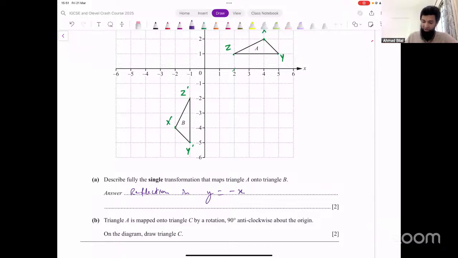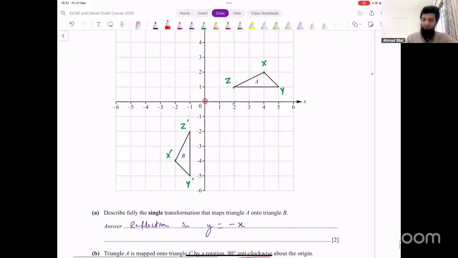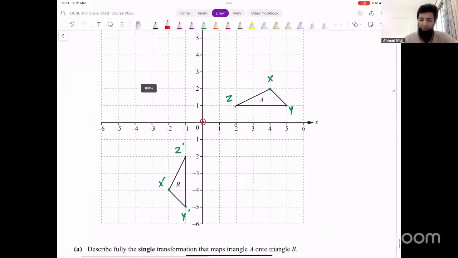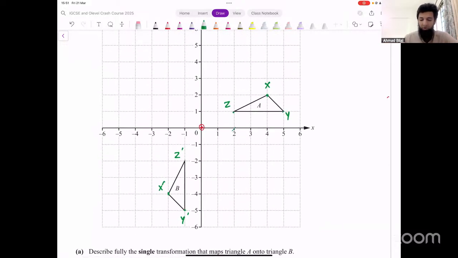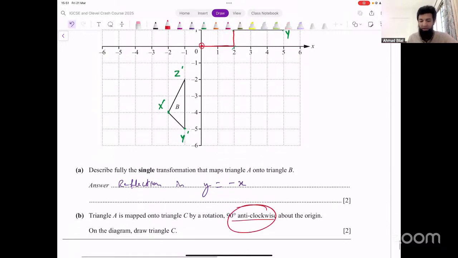There is a rotation about the origin. So 90 degrees rotation about the origin, 90 degrees anti-clockwise rotation. Where is triangle C going to be? How do we think about this? Let's look at one point at a time. So point Z, it is 2 units right and 1 unit up, right? 2 right, 1 up. We have to go anti-clockwise.